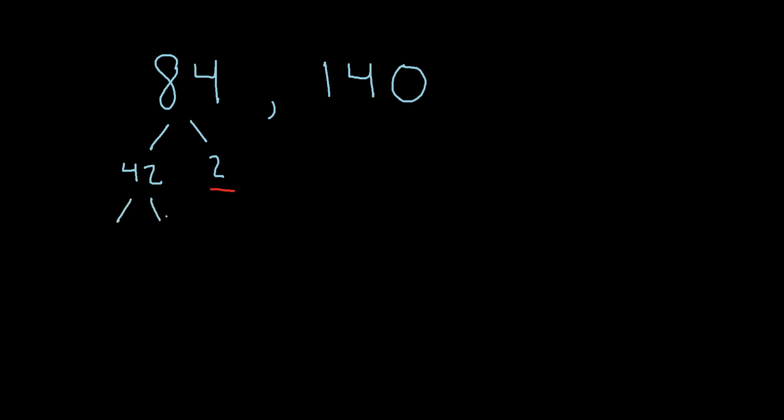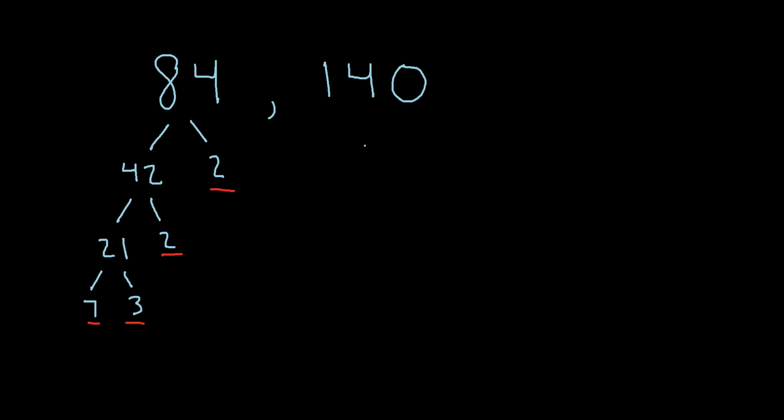So it's also even, so we know it can be divided by 2 and 21. Now, once again, 2 is a prime number, so we'll go ahead and underline that one. And then 21 can be broken down into 7 and 3, which are both prime as well. So we're done with the prime factorization on 84.